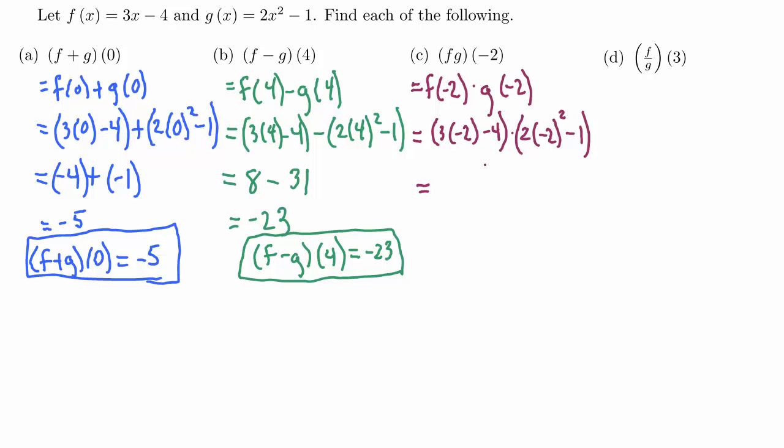And then it's just simplifying. 3 times negative 2 is negative 6. Negative 6 minus 4 is negative 10. Times negative 2 squared is 4, times 2 is 8, minus 1 is 7. So that gives me negative 10 times 7 is negative 70. Therefore, f times g of negative 2 is equal to negative 70.